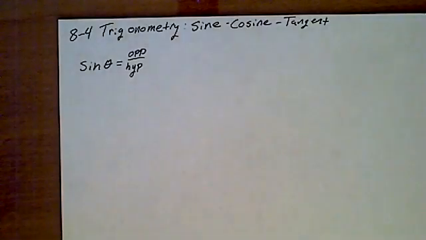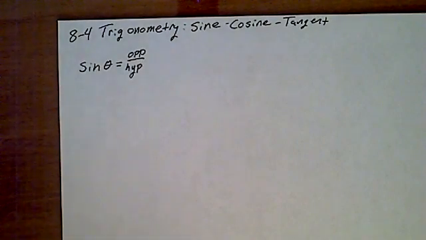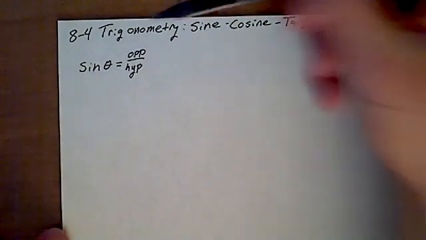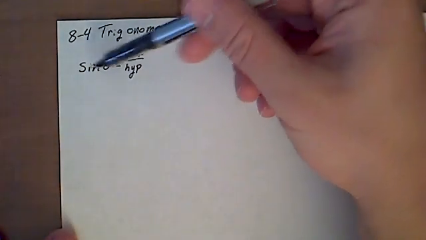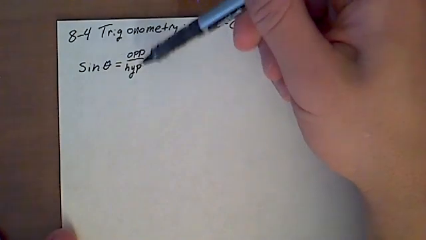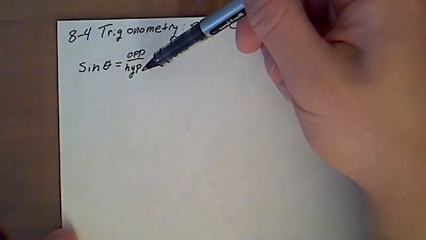All right, today we're looking at 8.4 trigonometry: sine, cosine, and tangent functions. These are trigonometric ratios, so they're ratios of two sides of usually a triangle. The first of them is the sine. The symbol next to sine is theta, and the sine of theta is the opposite over the hypotenuse.